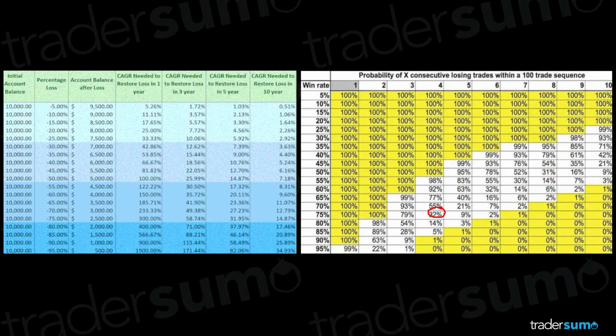You will almost certainly be in this category over here. And you can see how difficult it is to come back from that. It's really difficult to make 100% in a year. It can be done, but it's really difficult, okay? And this is at a 75% win rate, okay?